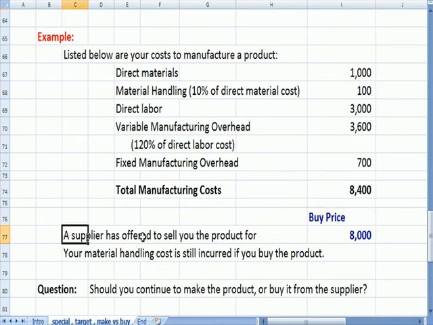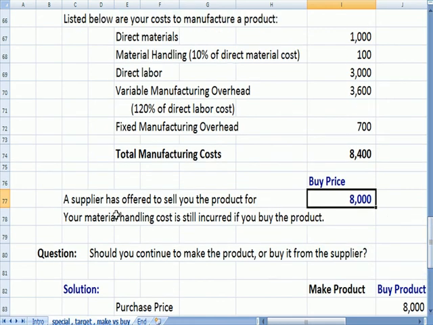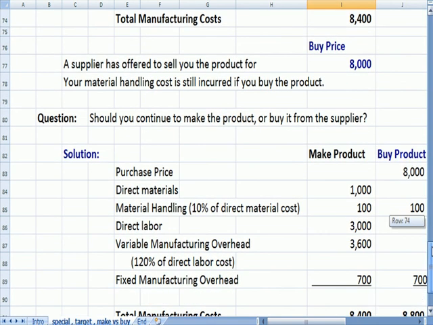A supplier offers to sell you the product for $8,000. Now on the surface it looks like you're saving $400. Why not buy it from the outside supplier? But there are a few twists. The first one is that your material handling costs are still incurred if you buy the product. So we're going to assume that that $100 remains even though you're not paying for material. It's possible that there's still some processing and handling that you need to do with a product even if you're buying it from somebody else and not making it. So the question is, should you continue to make the product or should you buy it from a supplier? It's a make versus buy decision.